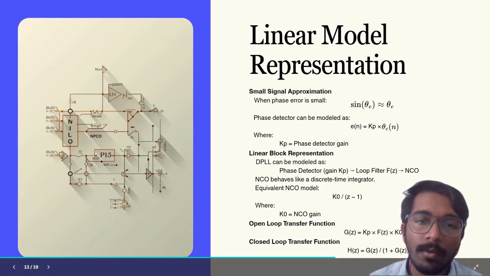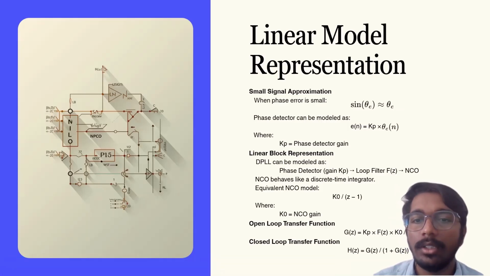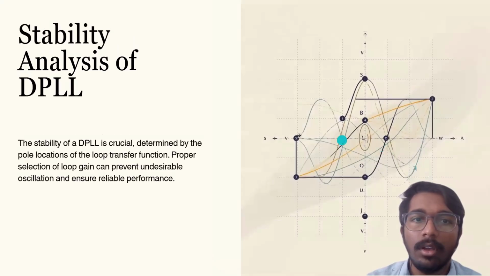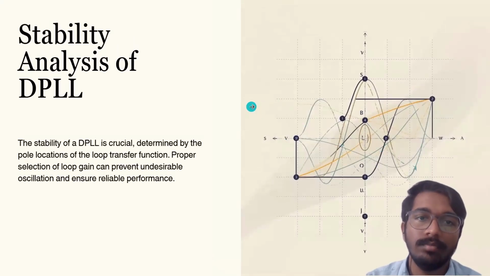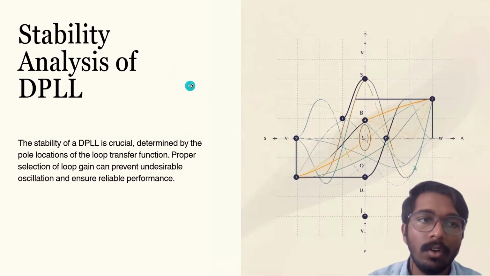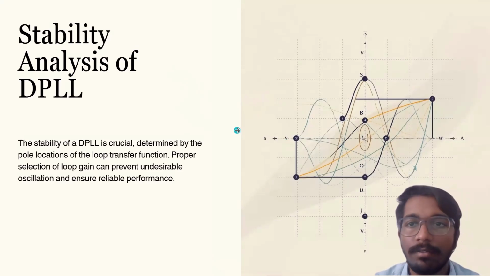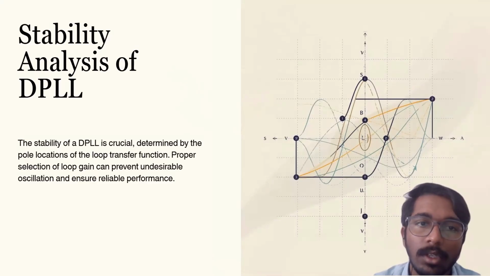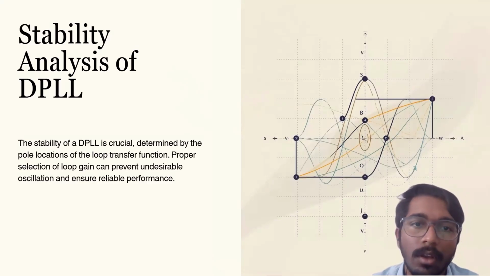This linear model helps us analyze stability, transient response, and bandwidth of the DPLL system using control system techniques. Now moving to the stability of the digital phase locked loop. Stability is a very important factor because we want a loop to lock smoothly without oscillations or instability.